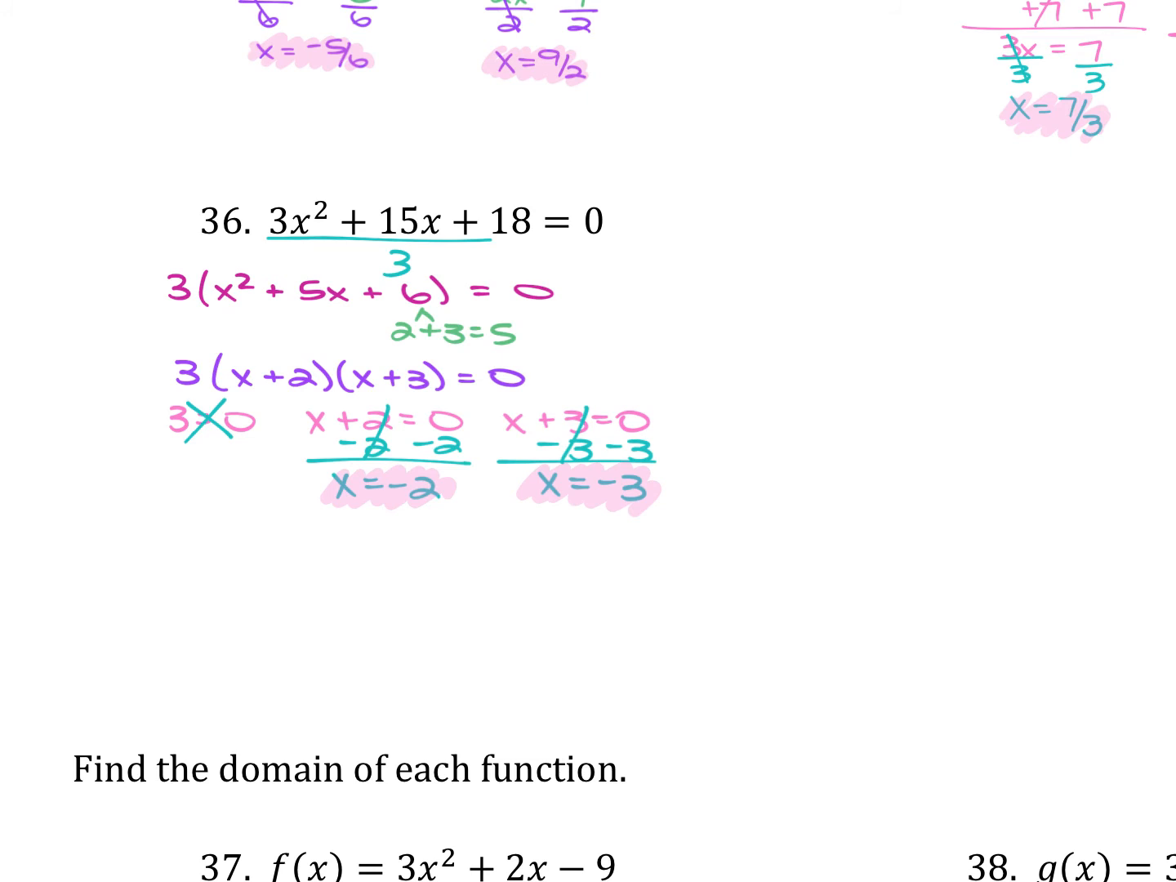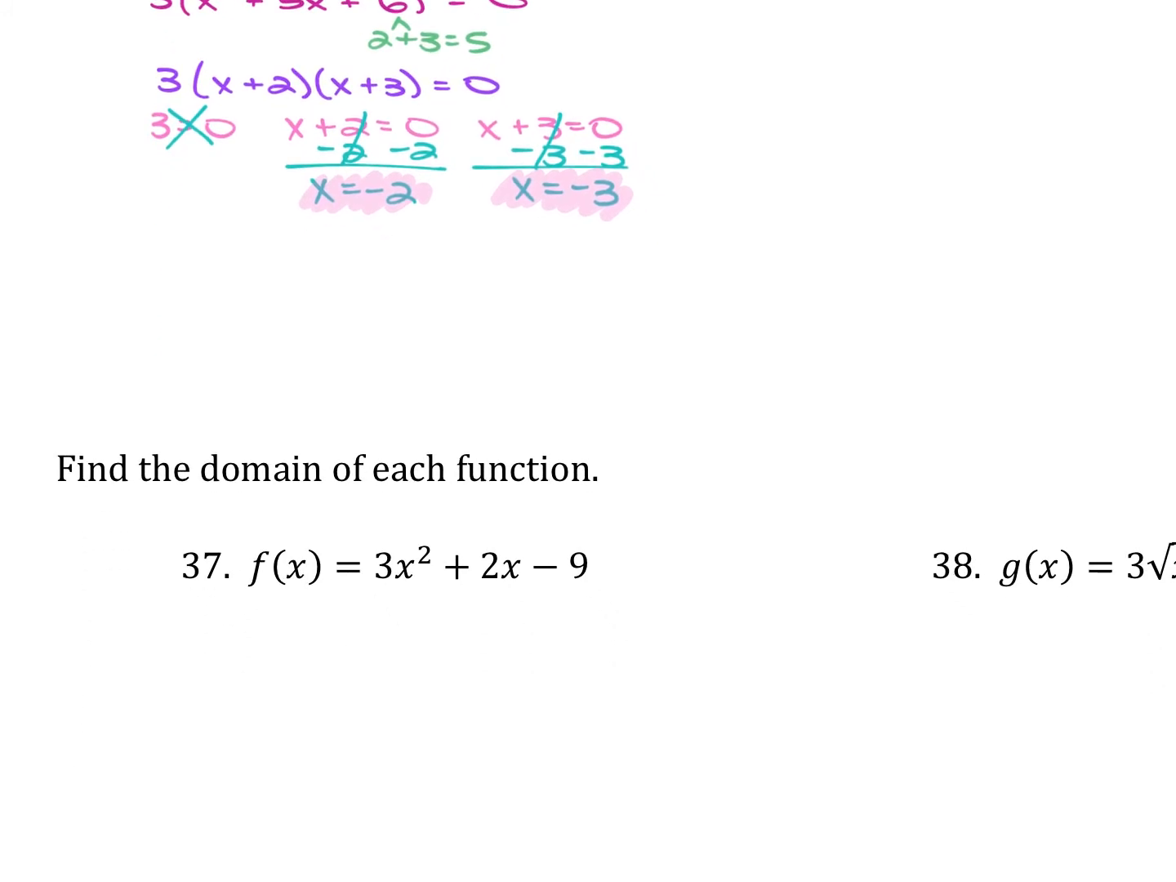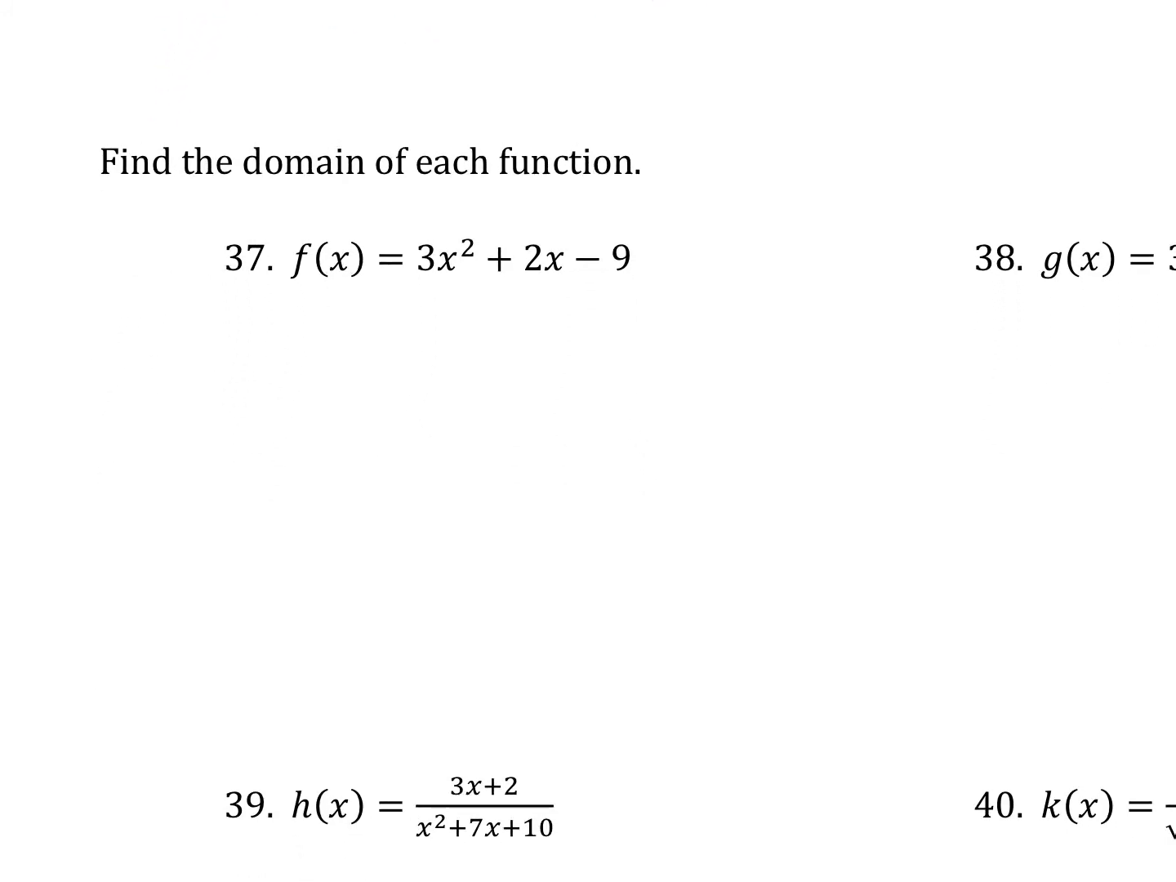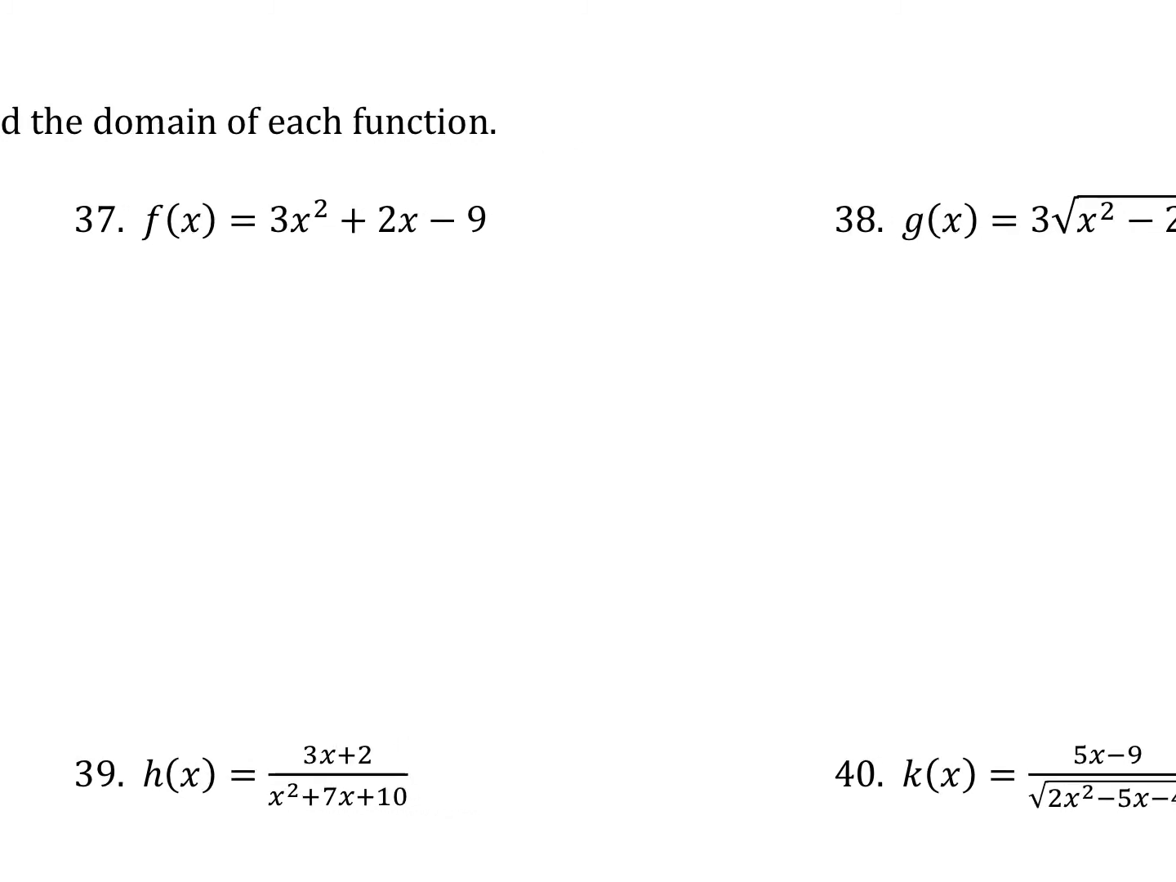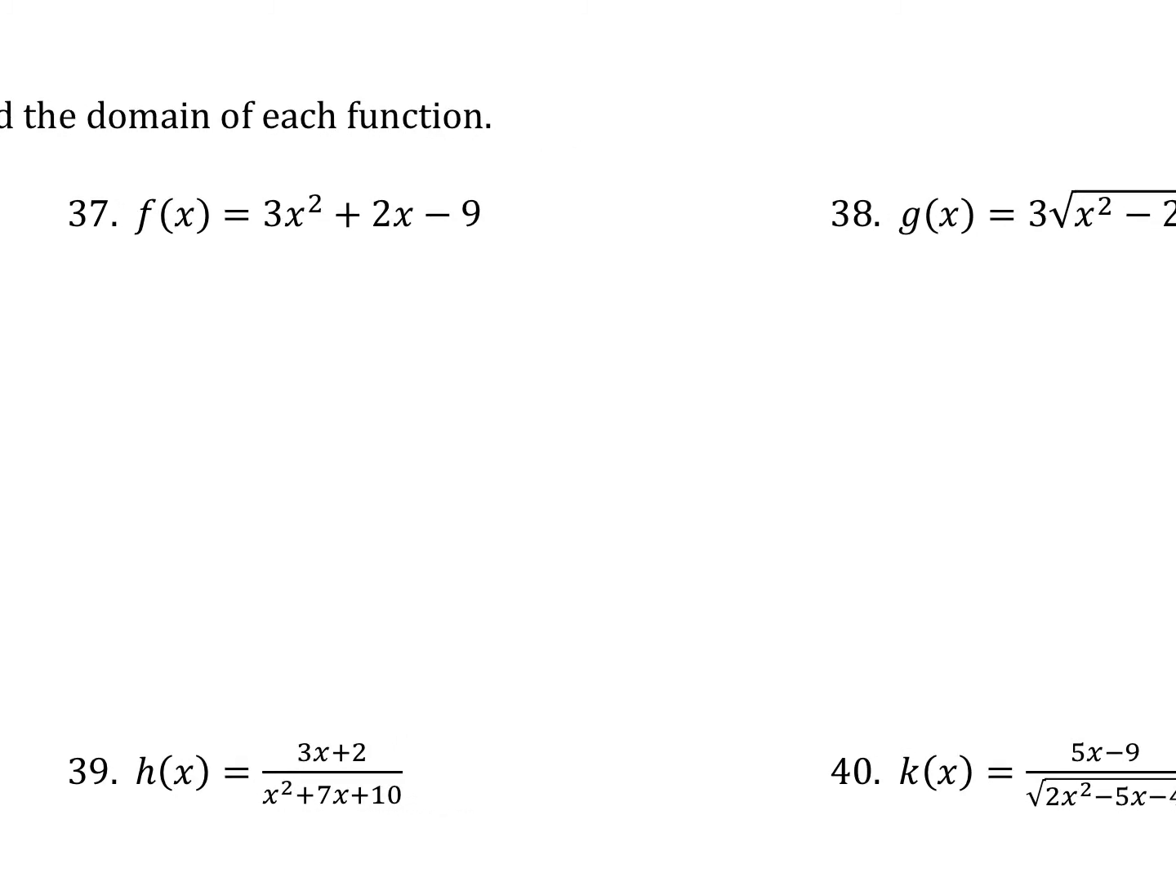For your next set of questions, you're finding the domain from each function. With these, for number 37, you have f of x is equal to 3x squared plus 2x minus 9. All of your terms are on the same side. You do not have an x in the denominator. You do not have an x under the radical. You do not have an x under the radical in the denominator. So because x does not go in any of those three circumstances, your domain is all real numbers.